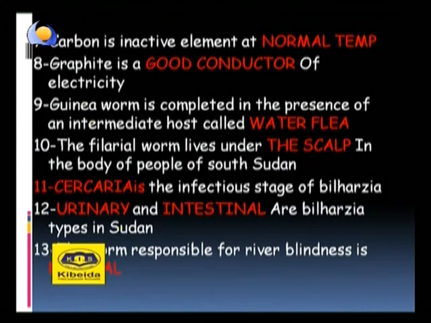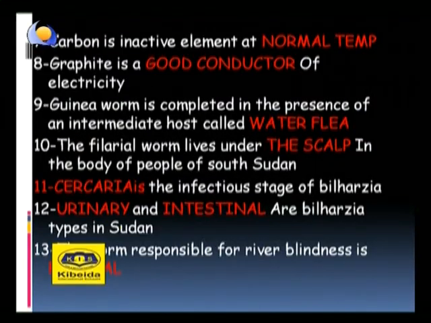The worm's development is completed in the presence of an intermediate host called the water flea. Harmful diseases are caused by microorganisms. One of them is a disease caused by this worm. You have to memorize the intermediate host of the disease and the worm that causes the disease. The two concepts are different: the first one is the worm, and then the intermediate host of this worm, where the worm completes its development to change into the infectious stage. You have to memorize the names of the worms and the intermediate hosts, whether the disease is caused by bacteria, virus, cercaria, and so on.